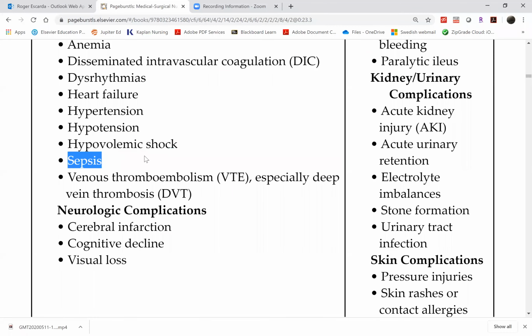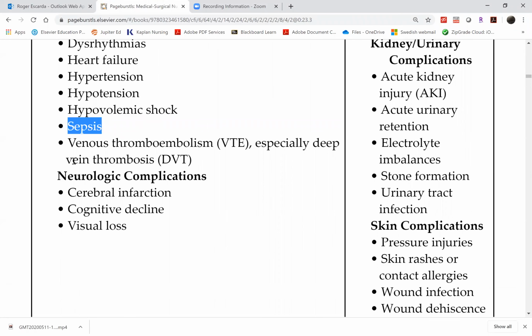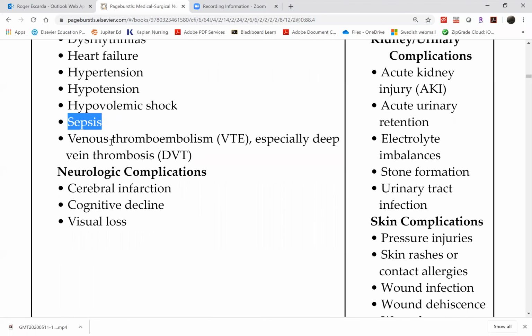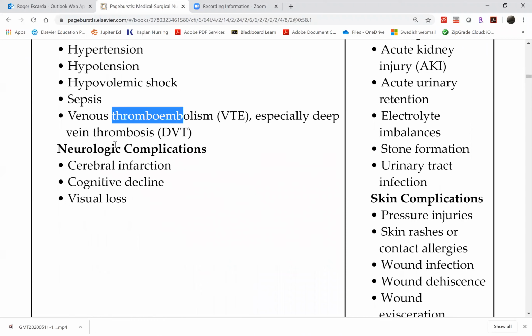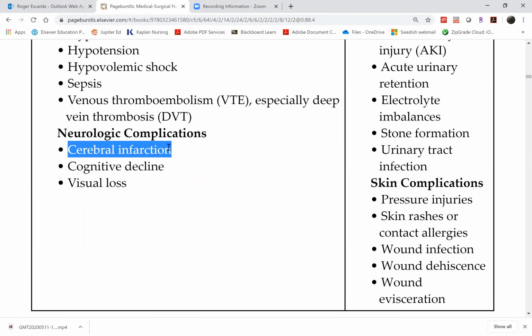Sepsis, this has to have been existing before surgery, because if it develops post-op, it doesn't develop that fast, probably 48 hours before they go septic. The same clots that cause the PE up here can travel to the brain, so the patient may have a stroke.